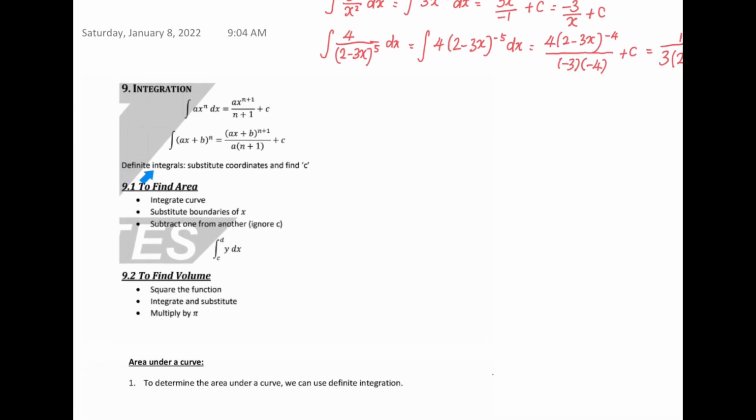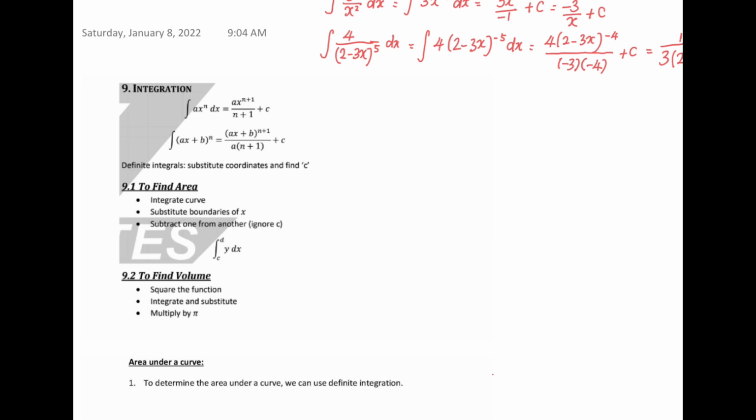Here, definite integral, substitute coordinates and find c. That means if they give you limits, that is what we call a definite integral. If they give us limits, we have a definite integral. Or another situation is, if you want to find c, basically they will give you a point where x is something, y is something. Then you have to substitute into the equation, the result. Then you can find c.